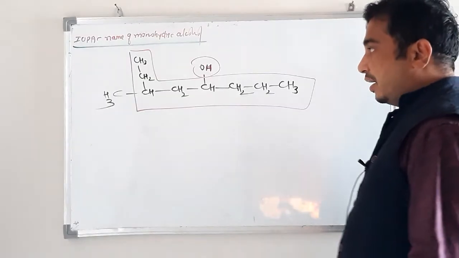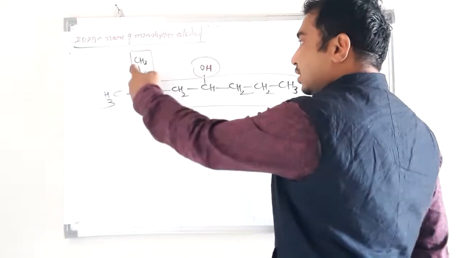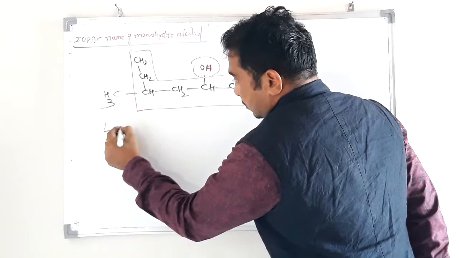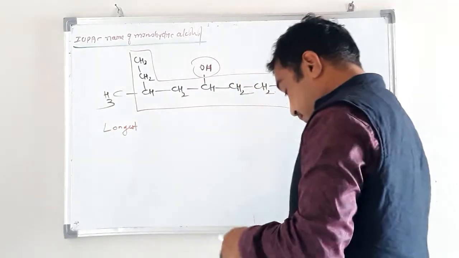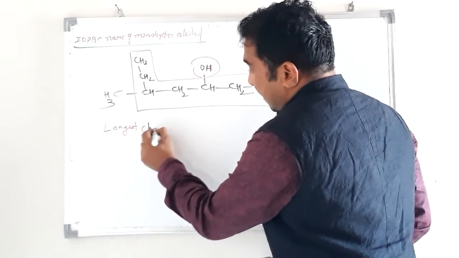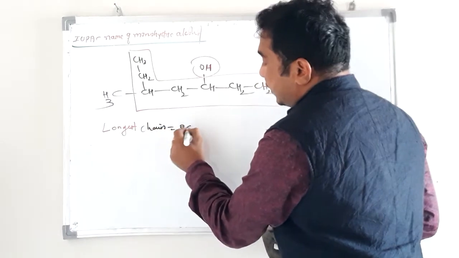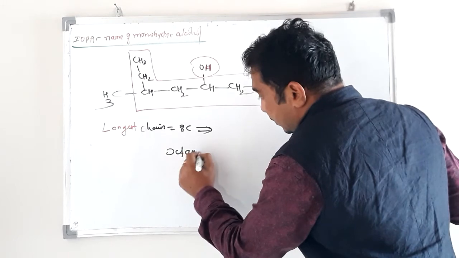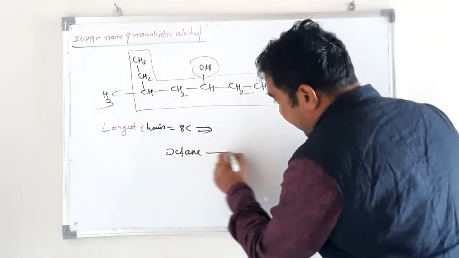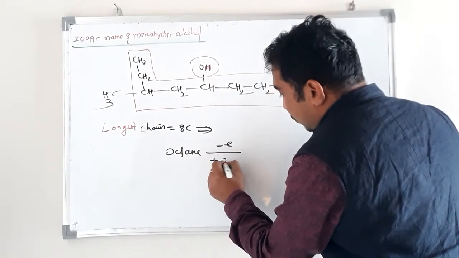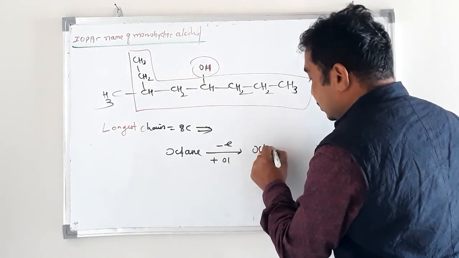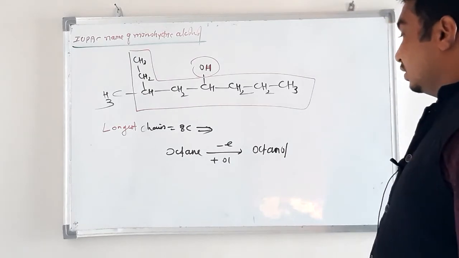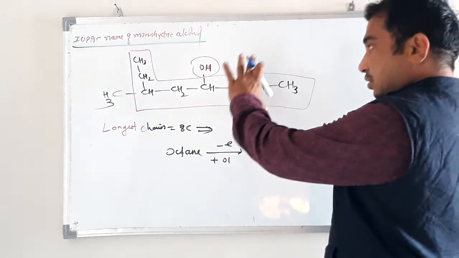So the longest chain contains how many carbon atoms? 1, 2, 3, 4, 5, 6, 7, 8. The longest chain contains 8 carbons, which means which alkane? 8 carbon means octane, and the parent name is obtained by removing the last E and adding OL. So octanol. Octanol is the parent name of this compound.